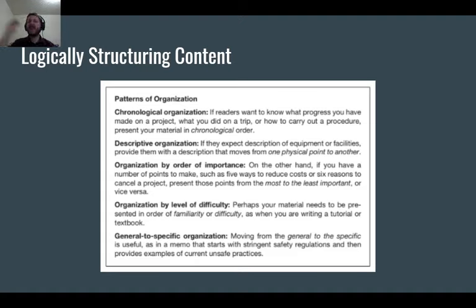Then if you pass that gate, they have the education, there's contact information here, then they read through the substance of your resume, right? The essence of your experience. Okay, and then from there they go back and then they contact you. That'd be an example of order of importance. Organization by level of difficulty. Perhaps your material needs to be presented in order of familiarity or difficulty, as when you are writing a tutorial or textbook.